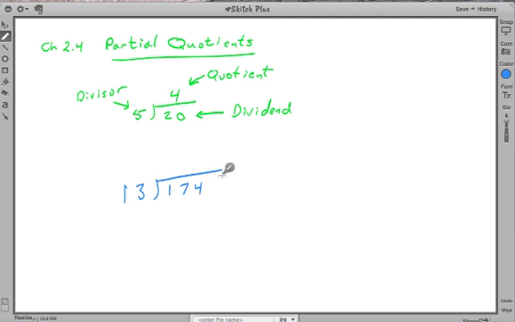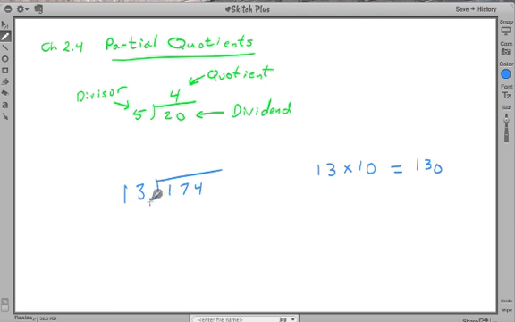So we come over here to the side and we think to ourselves, well, let's multiply by something that's easy. 13 times 10. And 13 times 10 is equal to 130. If I did another 13 times 10, that would equal 260, and that's too big for 174. We're wanting to find out how many times 13 goes into 174.